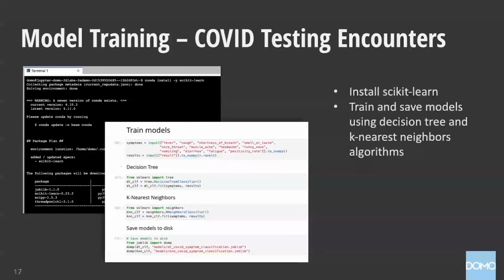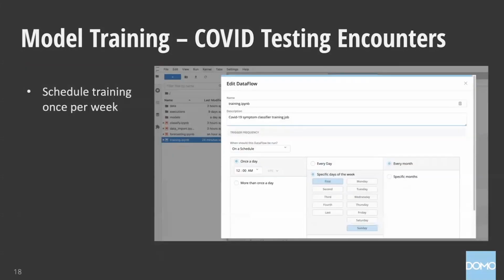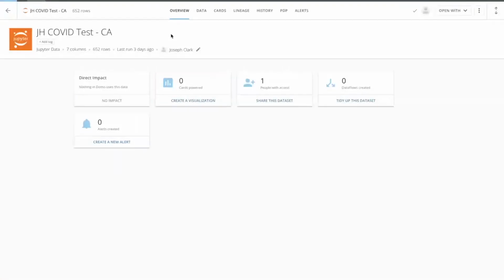And we're going to install scikit-learn in our notebook. We only, again, have to do this once now. I'll install scikit-learn and use that to train and save our models. And we'll take a look at this notebook here in a second. And we will also schedule our notebook to run once a week, just to make sure that our model is kept up to date. Let's go ahead and take a look at that notebook.